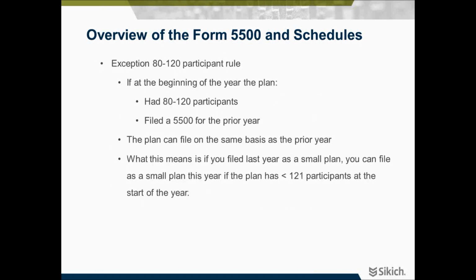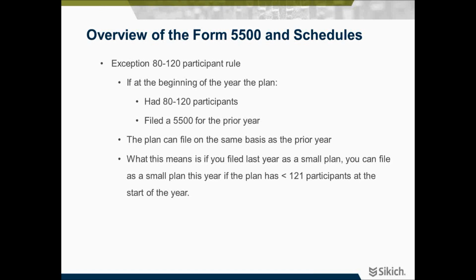There is an exception, though, that I want to talk to you about for these participant counts, and it's called the 80/120 participant plan rule. If at the beginning of the year the plan had 80 to 120 participants and filed a 5500 for the prior year, then the plan can file on the same basis as last year. So in other words, if you filed last year as a small plan, you can file as a small plan this year if the plan has less than 121 participants at the start of the plan year.